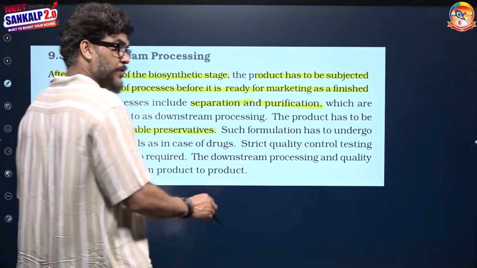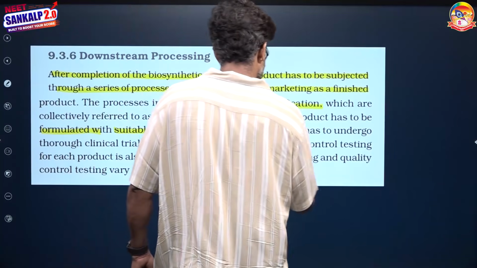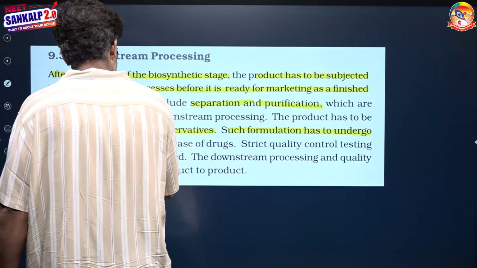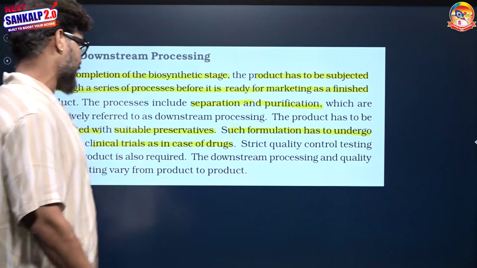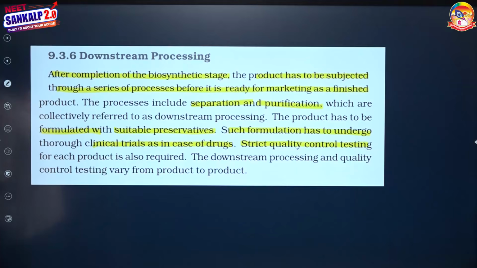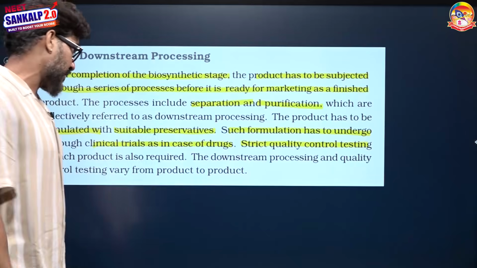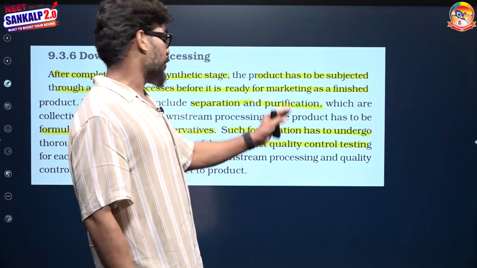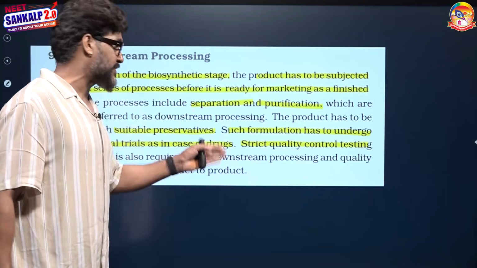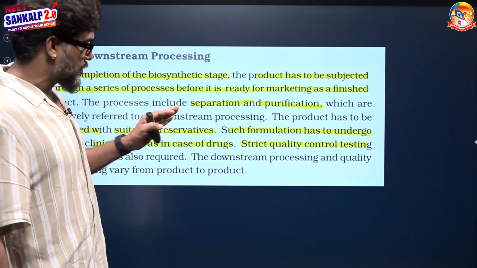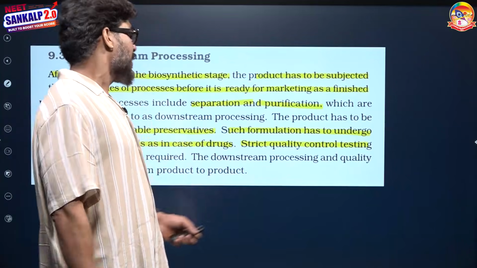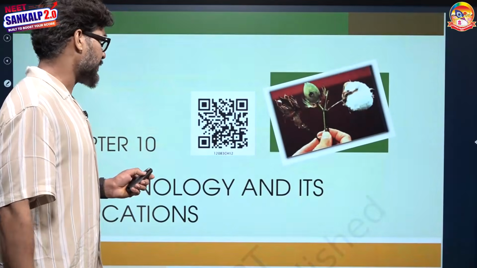Then such formulations have to undergo clinical trials in the case of drugs, and a strict quality control test for each product is also required. The downstream processing and the quality control testing vary from product to product. I repeat, separation and purification, addition of suitable preservatives, clinical trials and strict quality control tests, they all come together as downstream processing.